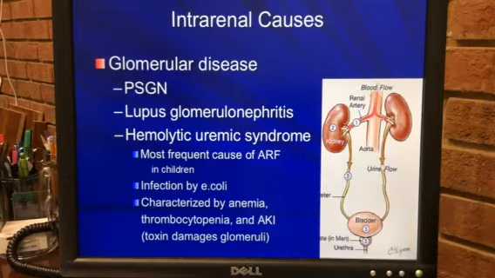Hemolytic uremic syndrome was probably covered with your PEDS content. This is the most frequent reason for acute kidney injury in children. It is caused by the E. coli infection, and along with the kidney damage, those kids also have profound anemia and thrombocytopenia.